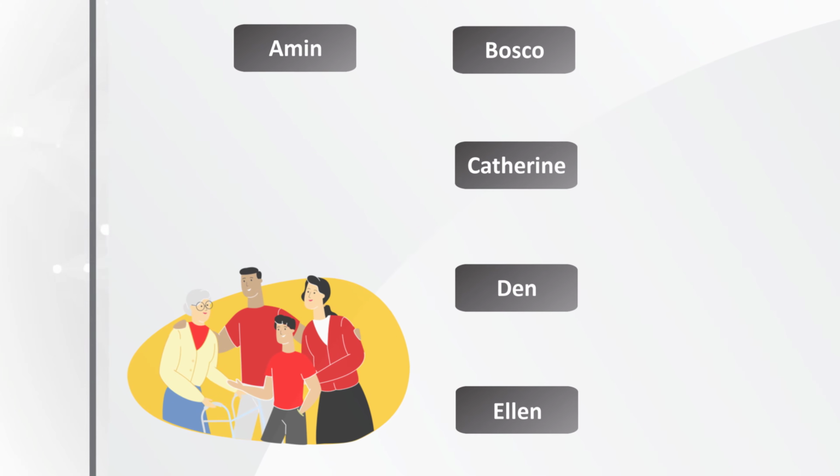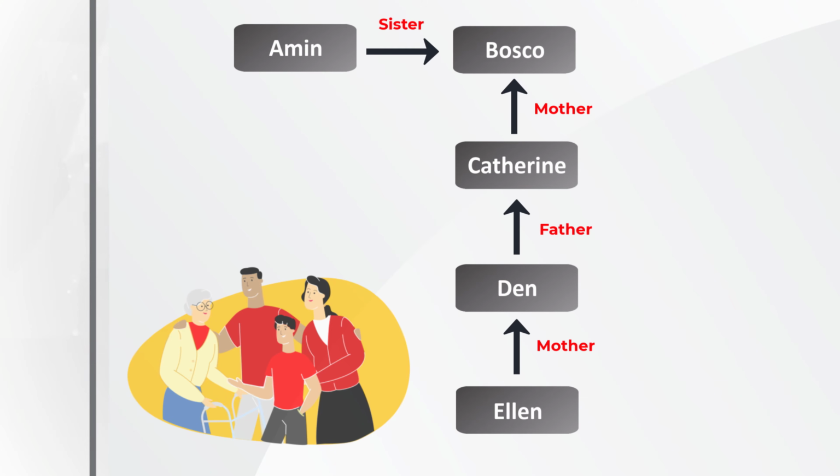Let's do it one step at a time. Amin is Baska's sister. Catherine is Baska's mother. Dan is Catherine's father. And Alan is Dan's mother.